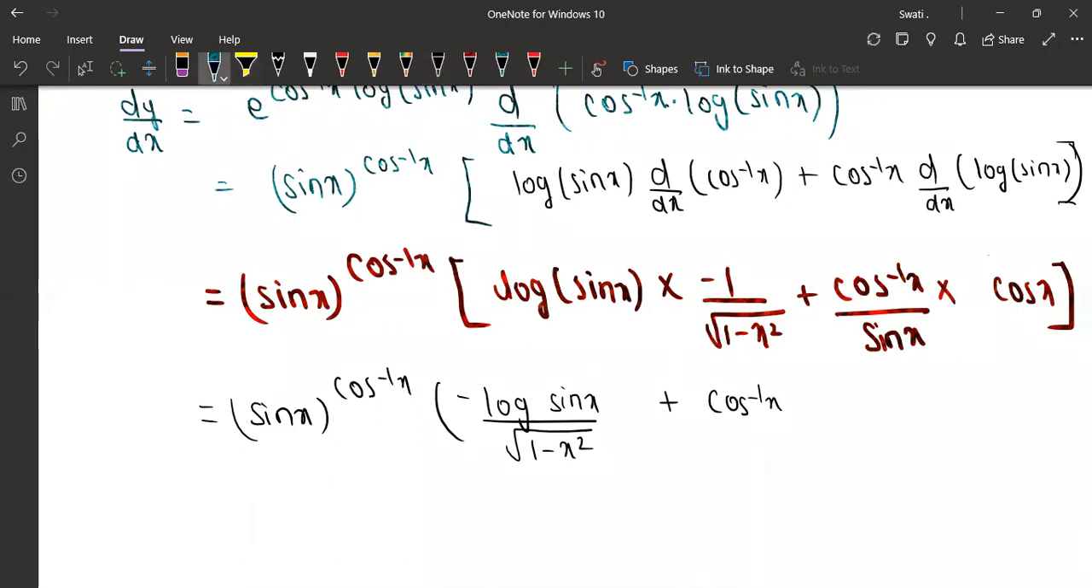For this particular term, we can use the formula, that is cot x. Cos x upon sin x is cot x. So this will become simply cot x, and this is the answer. So this is our dy dx.